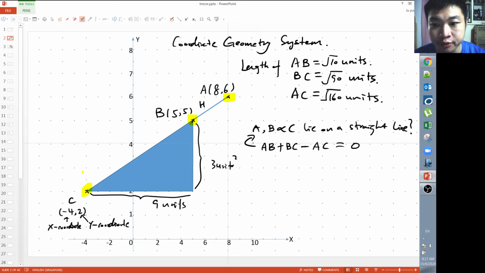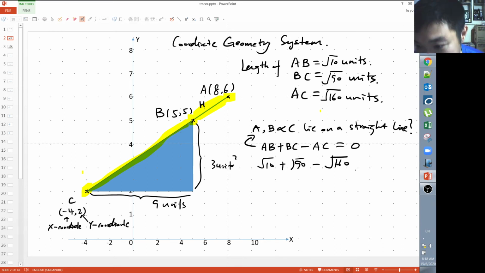So let's continue to prove. The concept here is, first you take your AB, and then you add your BC, and you add them up. If the sum of these two minus your AC gives 0, then you can prove these 3 points ABC lie on a straight line. Let me continue to see if this is valid. I'm not too sure if it's valid, but continue. So AB is square root 10, BC is square root 90, minus square root 160. Use your calculator, you get 0. So this is valid.